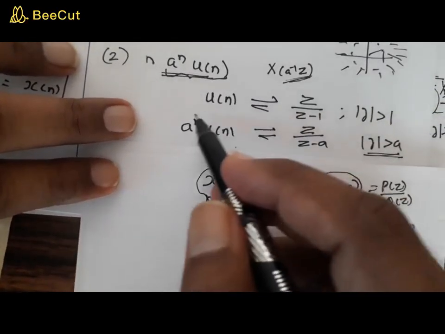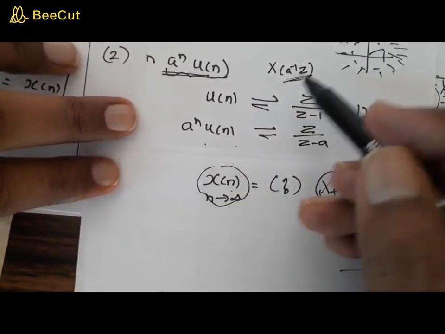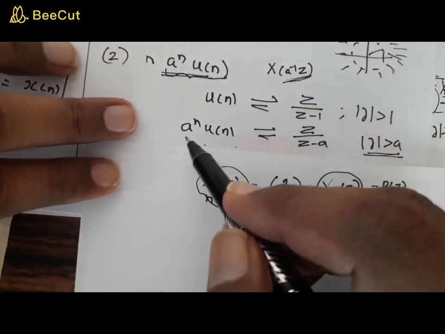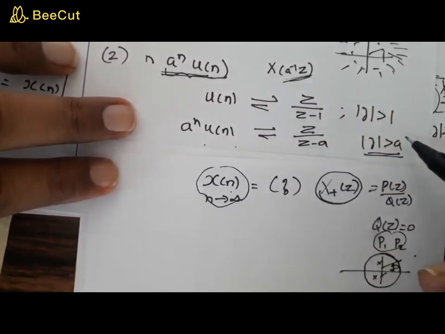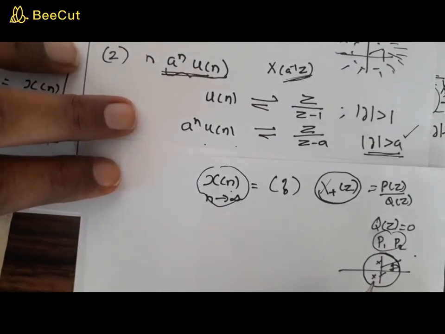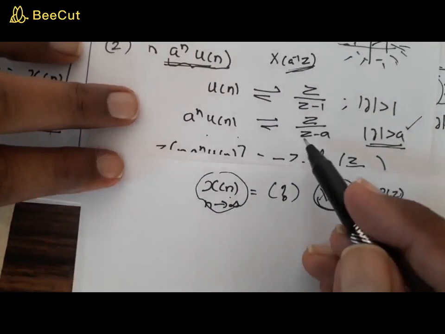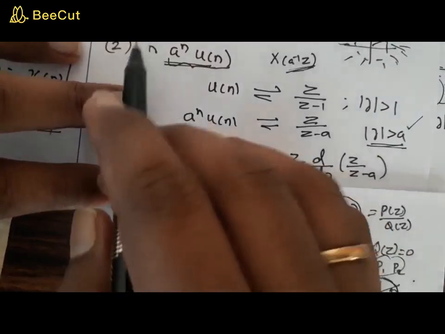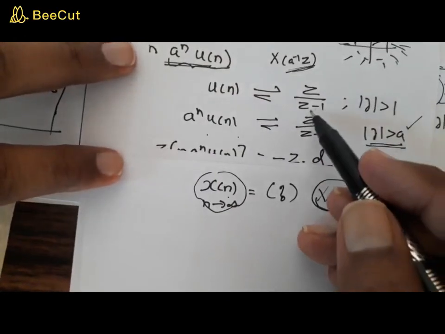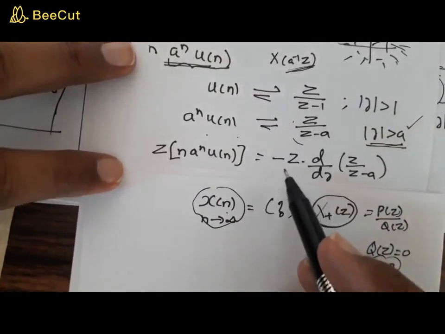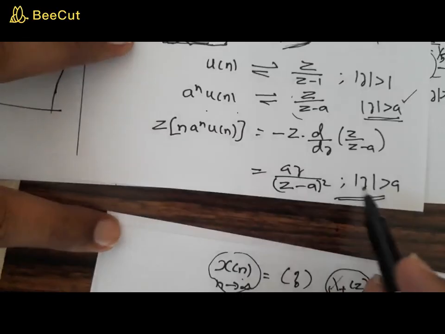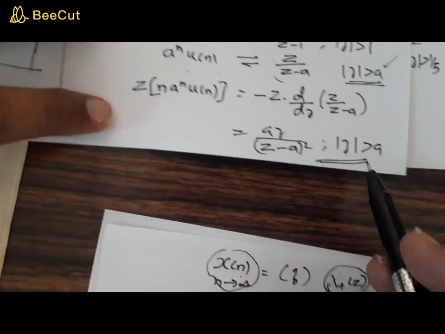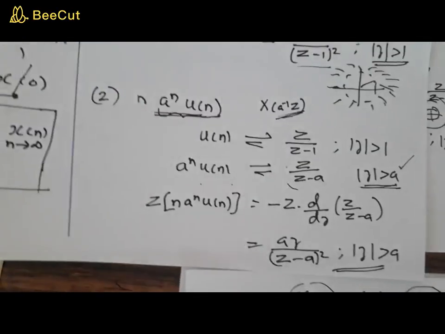Now this is also a standard form, so you don't have to start like this. If you know the standard form, a raised to n into u of n is z by z minus a, mod z greater than a, this also we have derived. So if this is the standard form, then you can straight away apply n times, meaning taking the derivative of this multiplied by minus z. So while doing that, you will be getting a z by z minus a the whole square with the ROC to be mod z greater than a.